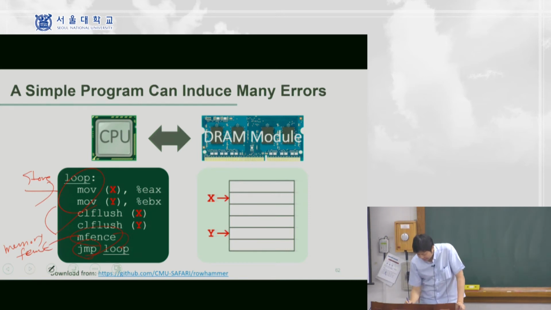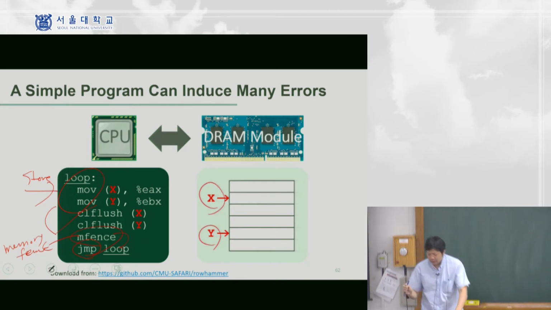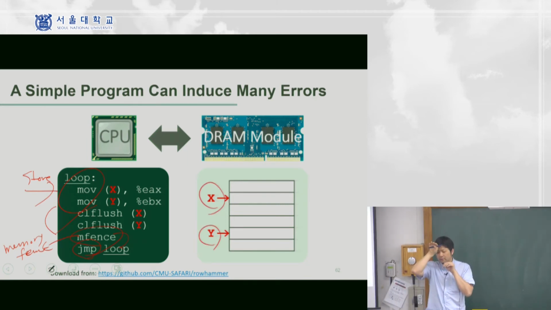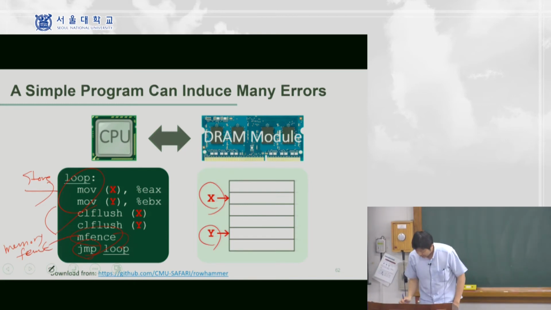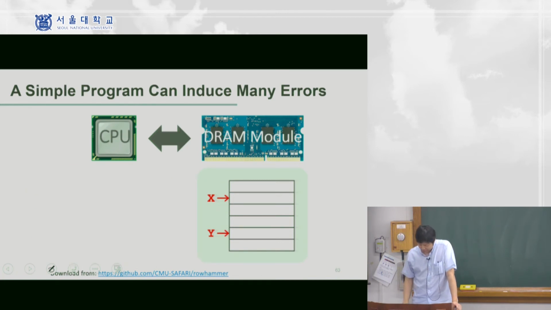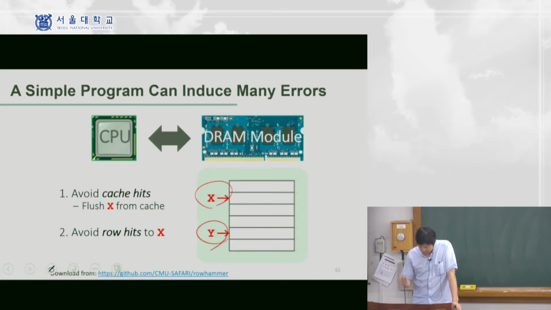And the constraint here is that we assume that X and Y are allocated to different rows in the same bank. That's the assumption. If that condition holds, then you keep accessing X and Y like this. First you access X, and you avoid cache hits by flushing X from the cache. And you avoid row hits, because we alternate between these two rows in the same bank, so there are no row buffer hits. And there are no cache hits because we do a cache line flush.